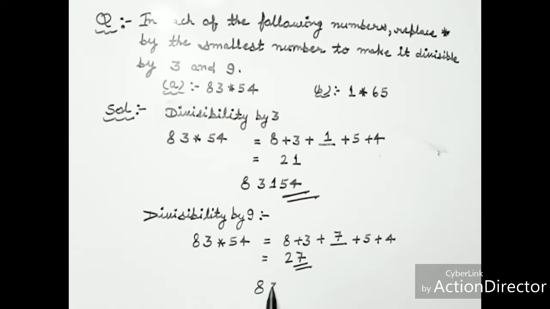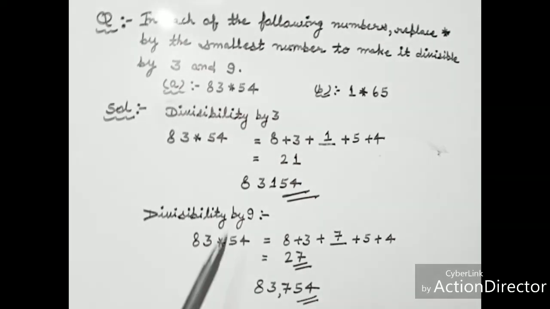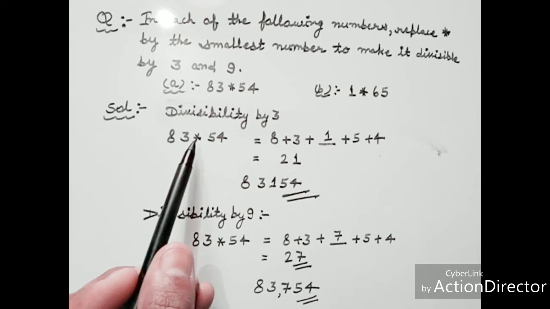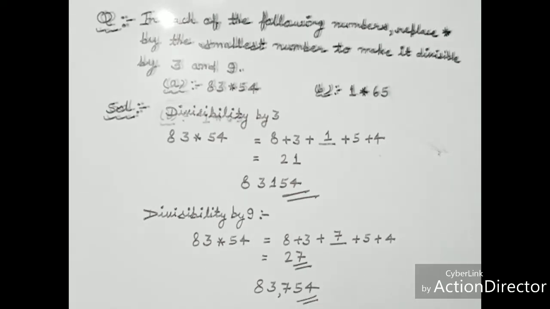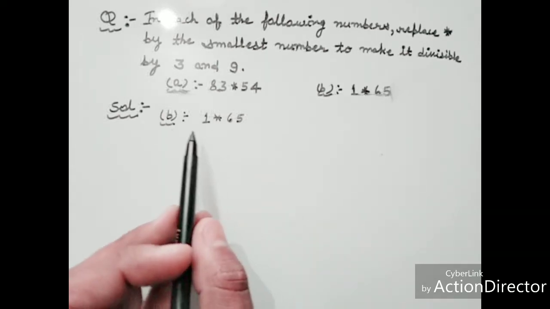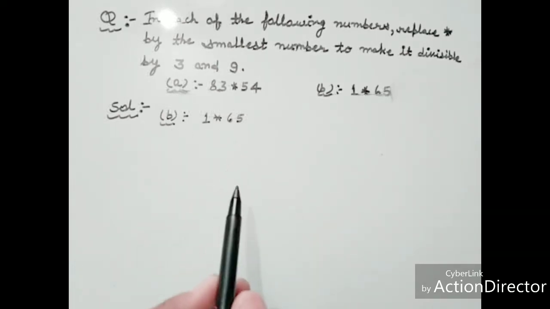So we take 83754. So 83,754 is divisible by 9, and we replace this star by 7. Here we replace this star by 1, and here we replace this star by 7. So these both numbers are divisible by 3 and 9. Now we take the next number 1 star 6 5.